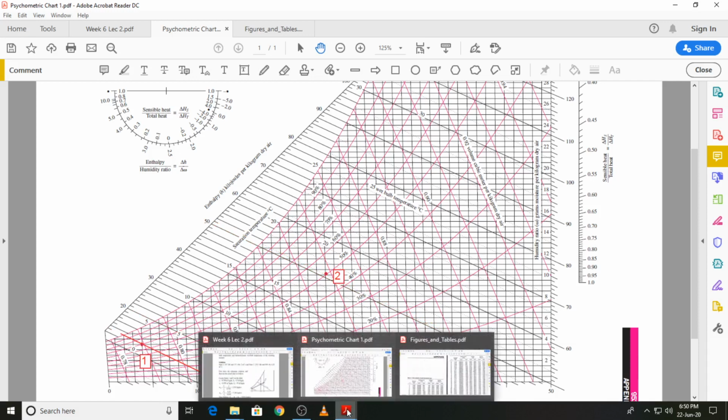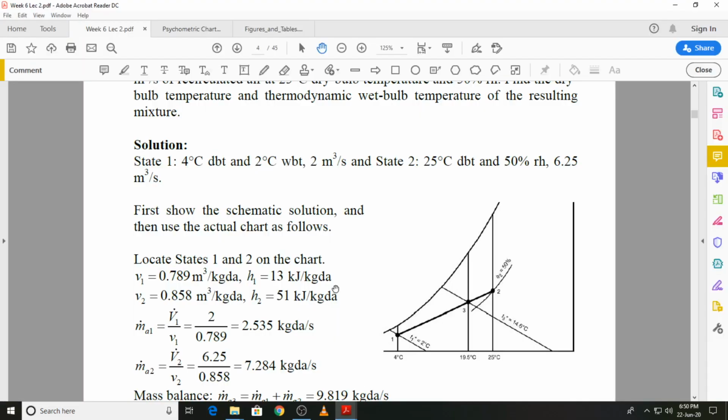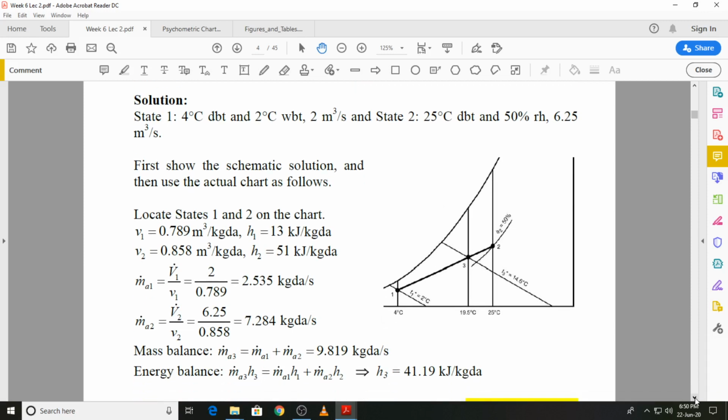And let's just confirm those values. You can see I have those values over here, and using the specific volume and the volume flow rate, we can calculate the mass flow rate of dry air. Remember, the volume flow rate is in meter cube per second, which will be divided by the specific volume, which is meter cube per kilogram dry air. So the resultant units will be kilogram dry air per second. So the mass flow rates for stream 1 and stream 2 are obtained.